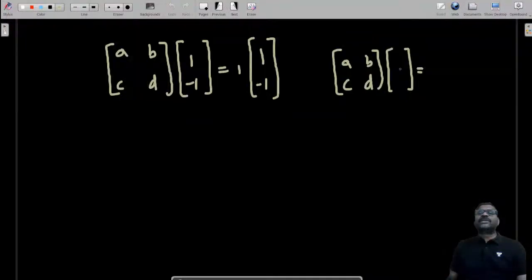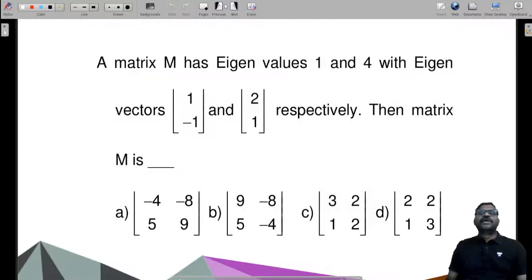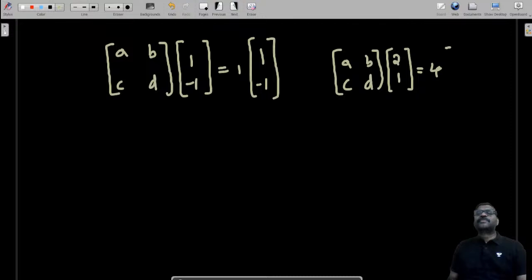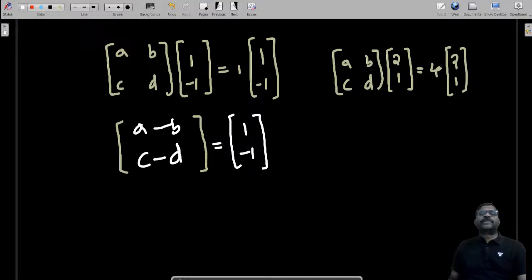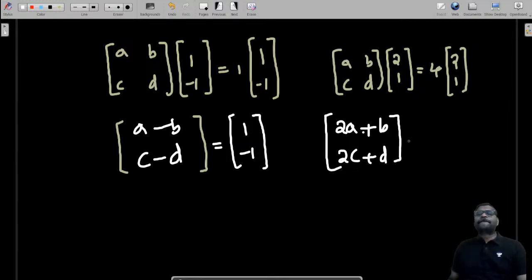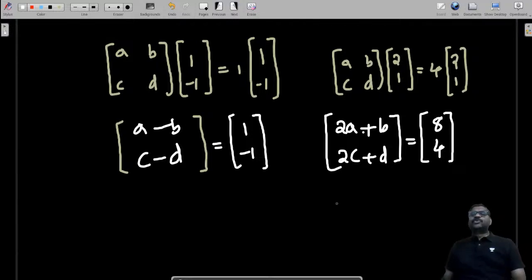ABCD multiplied with 2, 1 equal to 4 into 2, 1. Now observe. A minus B, C minus D equal to 1 minus 1. 2A plus B, 2C plus D. 2a plus b equal to 8, 2c plus d equal to 4.